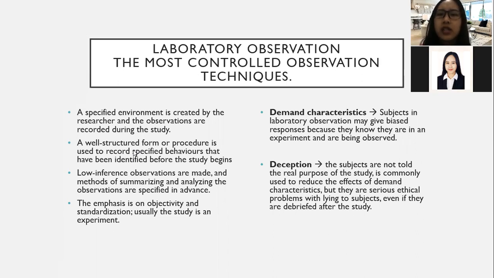And then there are these characteristics, the demand characteristic and deception. In demand characteristic, the subjects in the laboratory observation may give biased responses because they know they are in an experiment and they are being observed. However, in deception, the subjects are not told the real purpose of the study. It is commonly used to reduce the effects of demand characteristics. But there are serious ethical problems with lying to subjects, even if they are debriefed after the study.